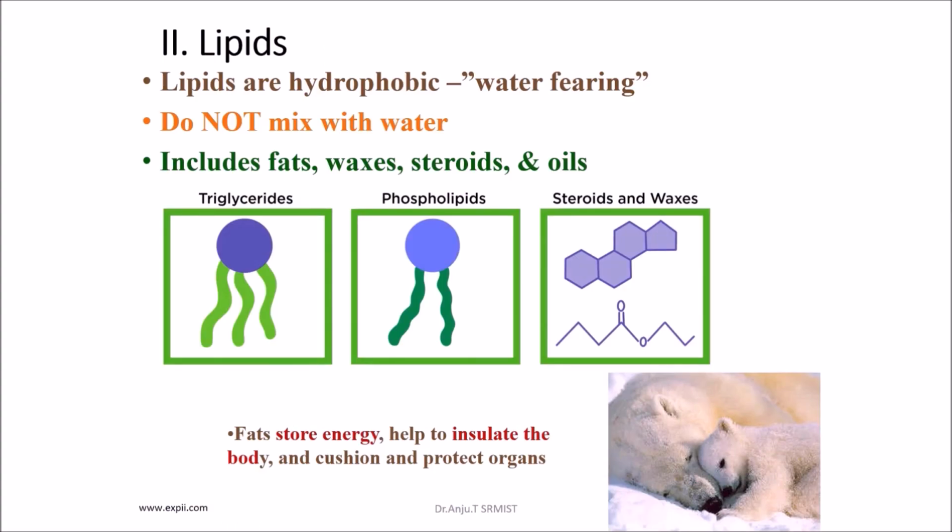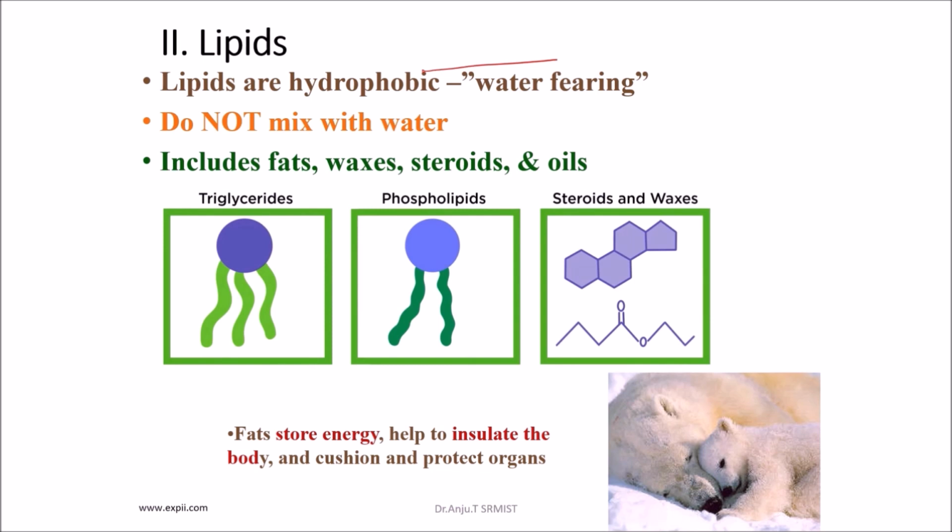The next type of macromolecules found in living organisms are lipids. The general characteristic feature of lipids is that they are hydrophobic in nature, that is water fearing. They do not mix with water. They are also organic molecules made with carbon, hydrogen and oxygen, but the ratio of hydrogen to oxygen is much higher than what we find in carbohydrates. Lipids include fats, waxes, steroids and oils.